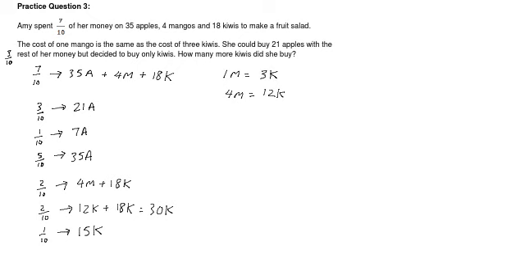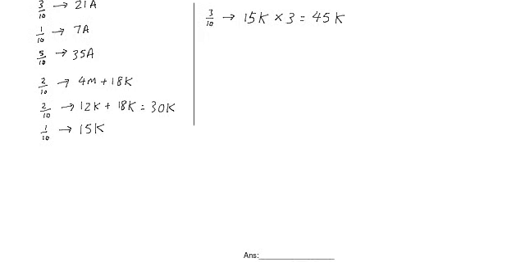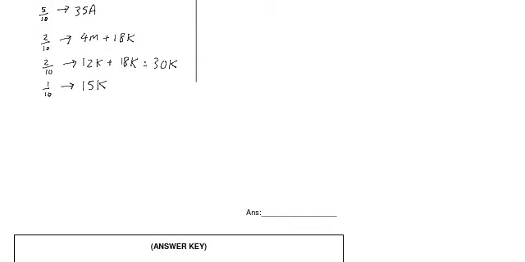What is the question asking for? She could buy 21 apples with the rest of her money, but decided to buy only kiwis. How many kiwis did she buy? So using the rest of money, she decided to buy only kiwis, and the rest of money is 3 over 10. So since 1 over 10 can give you 15 kiwis, now you have 3 over 10, that means you multiply by 3, you get 45 kiwis with the rest of her money. So remember to write your answer at the answer blank. 45 kiwis. No need to write the K because we just need to know the number of kiwis.